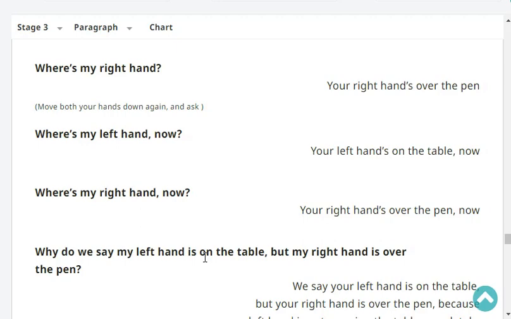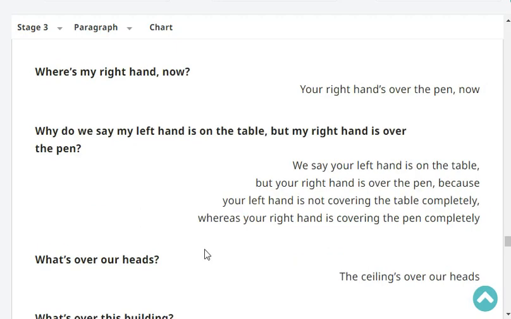Why do we say my left hand is on the book but my right hand is over the pen? We say your left hand is on the book but your right hand is over the pen because your left hand is not covering the book completely, whereas your right hand is covering the pen completely. Very good.